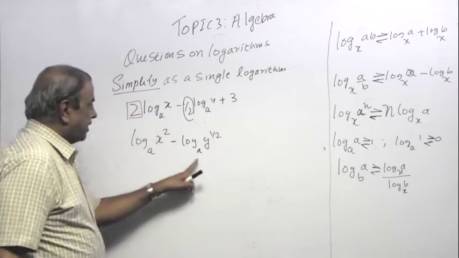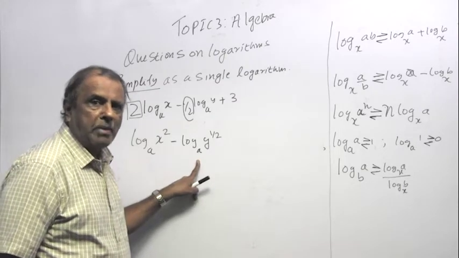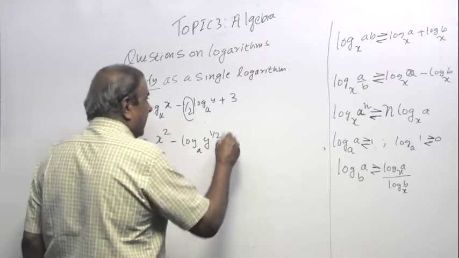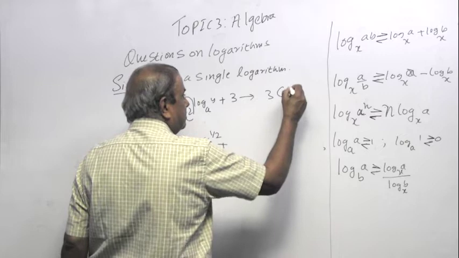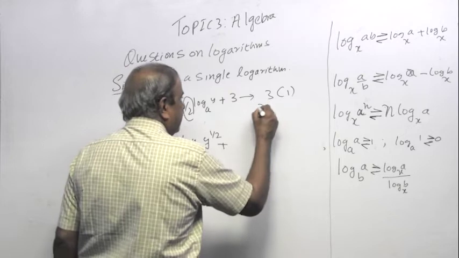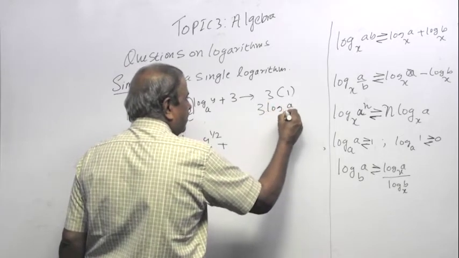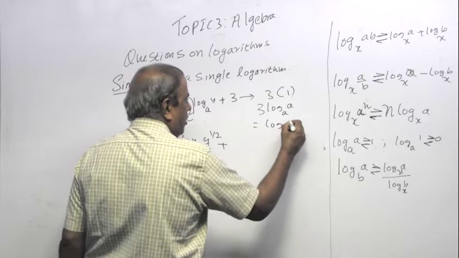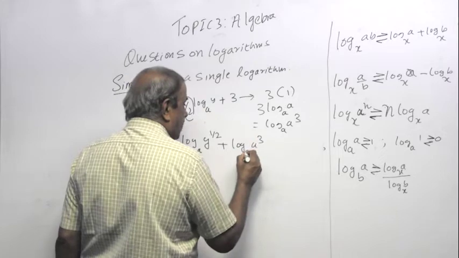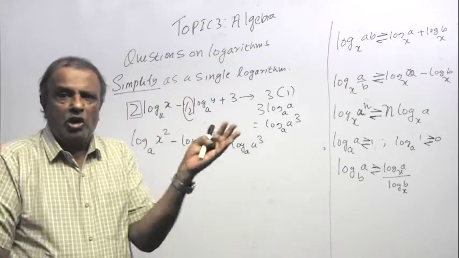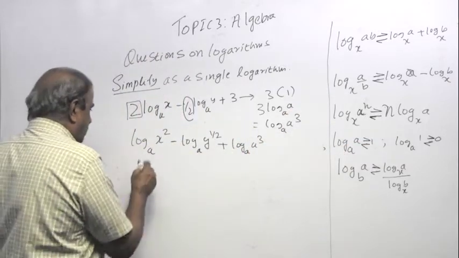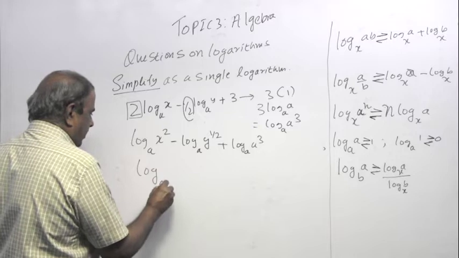Remember, if this is base a, that is base b, you cannot combine them. The bases must be the same. So now 3, do you agree? Can I write it as 3 times 1? Log a to base a is 1. So can I write it as 3 log a to base a, which is the same as log of a cube to base a. Why am I doing that? If I want a single logarithm, I should have only log, log, log. I can't have log, log and a number and try to simplify. So therefore, this is log to base a.